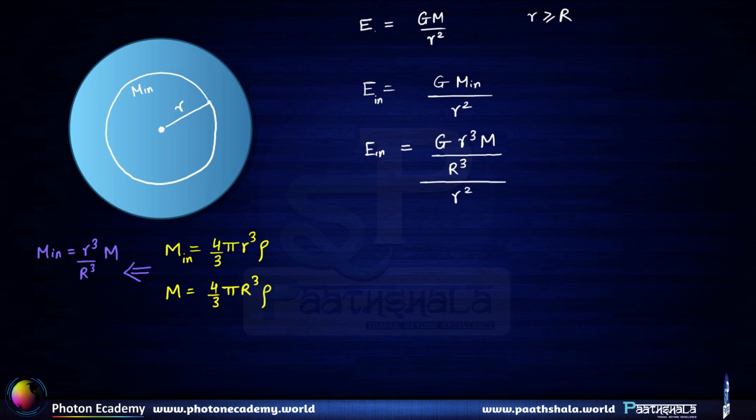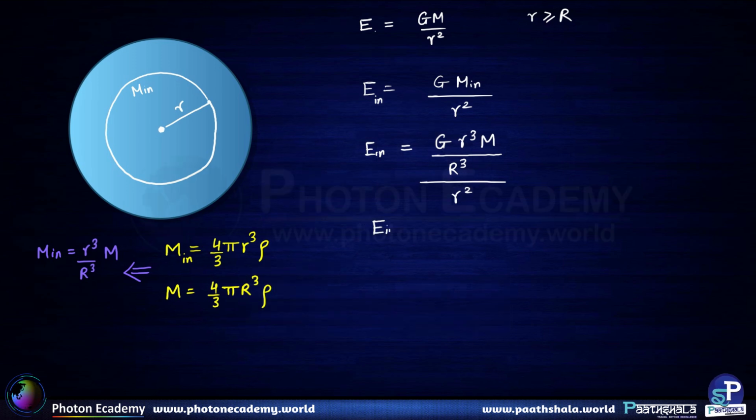So this can be rewritten in a convenient format. So this is GM upon R square into r upon R. So this is easy to remember as well. GM upon R square is nothing but the acceleration due to gravity at the surface of the sphere.